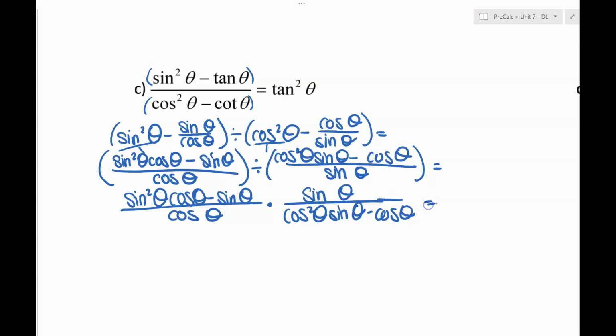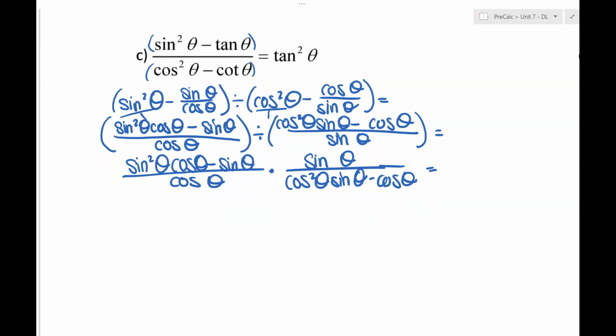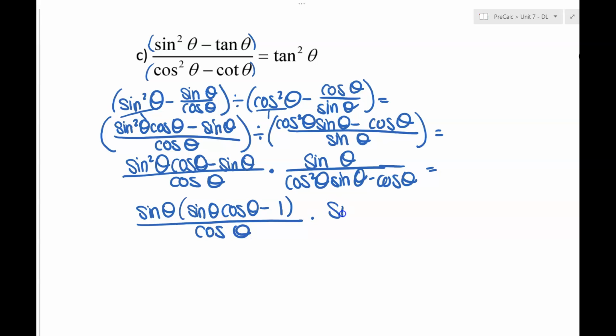Okay, this is a big mess, right? It's ugly. What in the world? We're trying to get to tangent squared theta. Don't quit. Keep going and see what happens. In the numerator on the first fraction, I can factor out a sine theta. And that's going to leave me with sine theta cosine theta minus 1 all over cosine theta. Still don't know what's happening, but stick with me. In the denominator of the second fraction, you can factor out a cosine theta. And that leaves you with cosine theta sine theta minus 1.